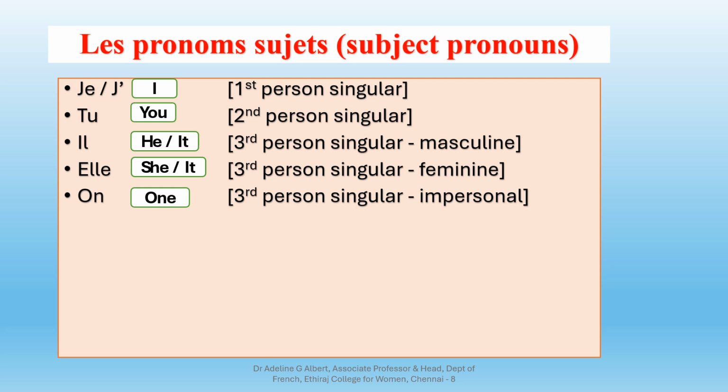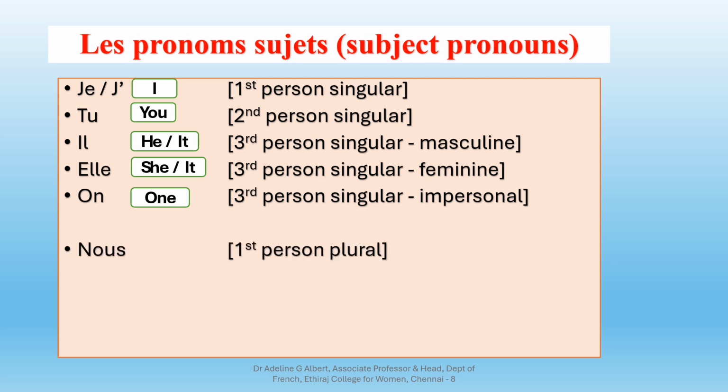Je, tu, il, elle, on. Je means I. Tu means you, singular. Il means he or it. Elle is she or it. On means one. Je, tu, il, elle, on.